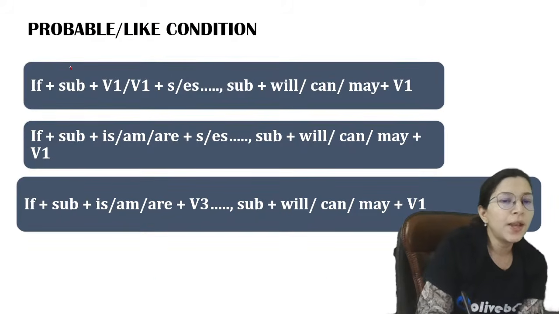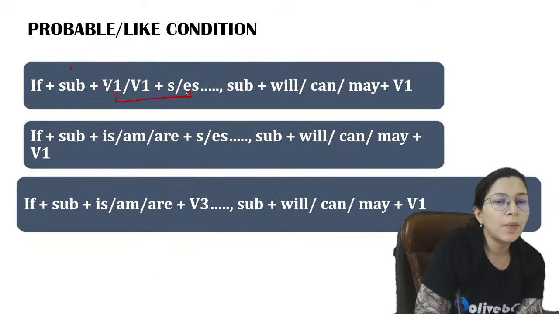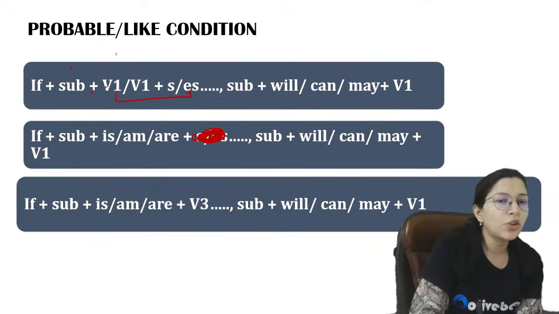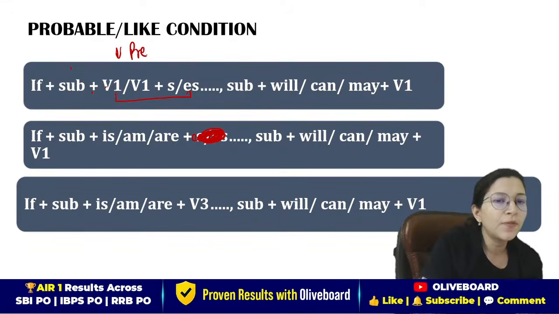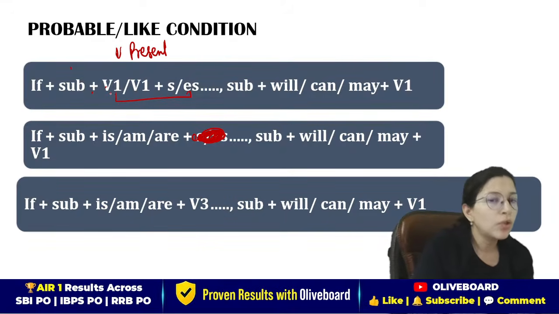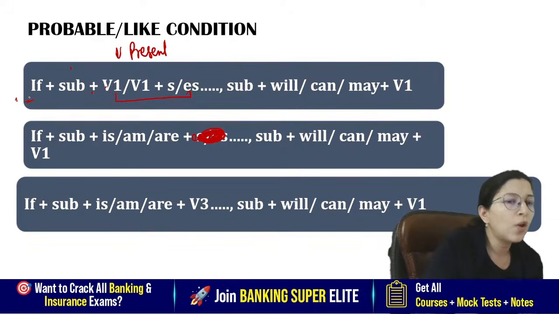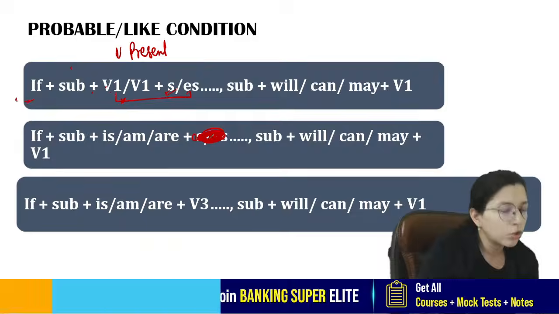See, this one is a very common structure: is, am, are plus V1 plus S or es. This is the very common structure of present indefinite tense, that when we have subject plus is, am, are, or subject plus V1 or V1 plus S or es, that is present indefinite tense. So in the subordinate clause, we will always use V1 or V1 plus S or es.